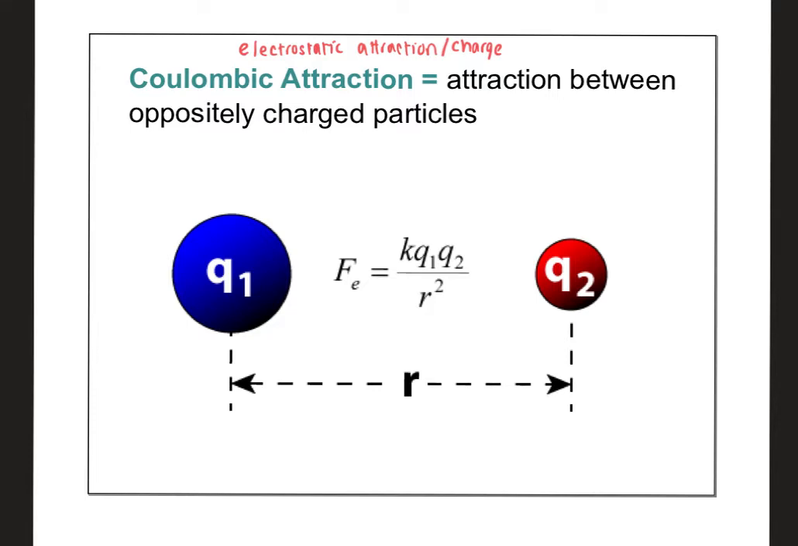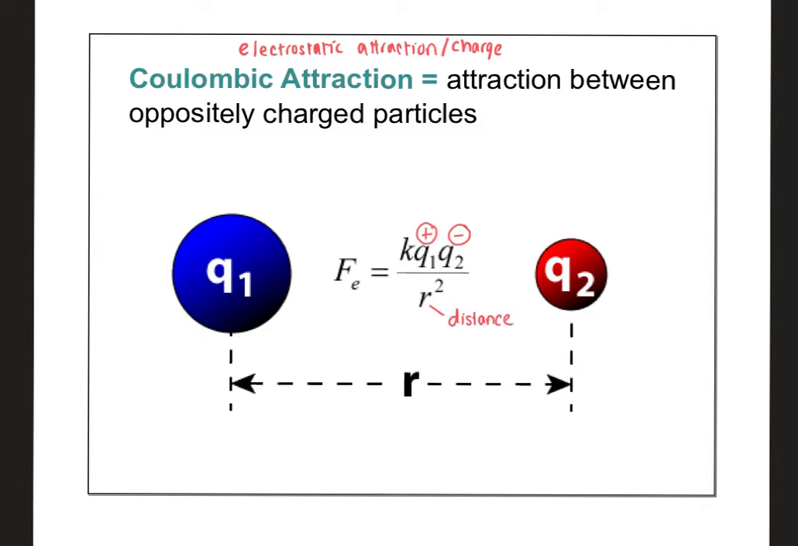So if I have a particle here and a particle here, and we have a certain distance between them, Coulombic attraction is equal to a constant times the magnitude of the first charge, which is usually positive, and the magnitude of the second charge, which is usually negative, over r squared, where r is our distance between those particles.